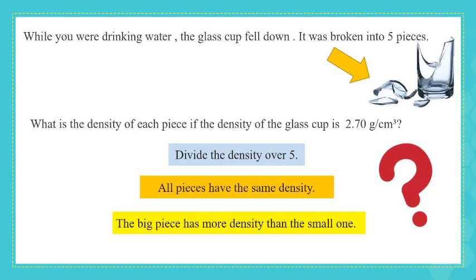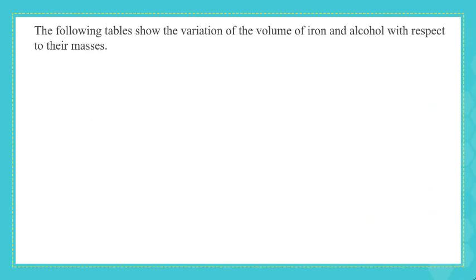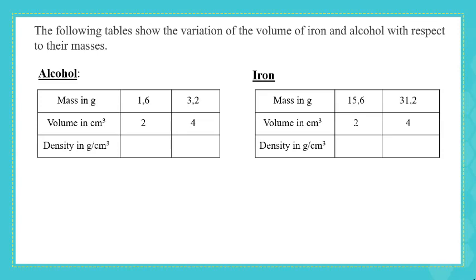To find the answer, let's make this application. The following tables show the variation of the volume of iron and alcohol with respect to their masses. Look at these two tables. Given the mass and the volume of these two substances, alcohol and iron. Number 1, calculate the density of iron and alcohol in each case.